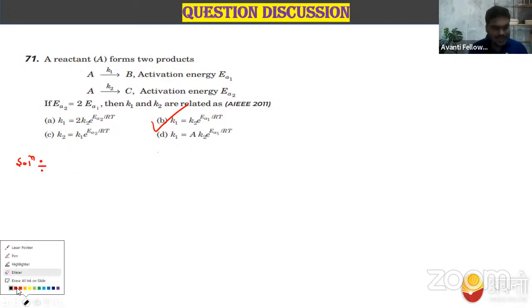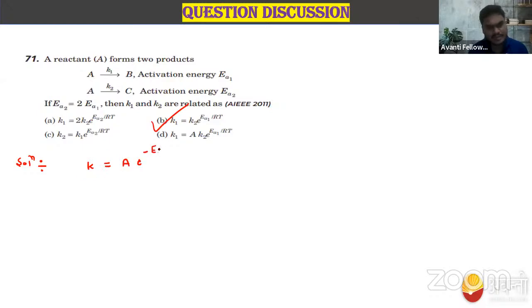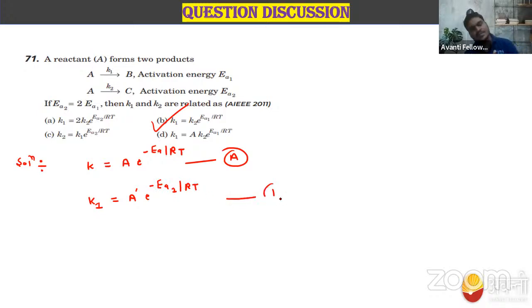We know from the Arrhenius equation, क्या पता Arrhenius equation से, कि K is equal to A e to the power minus Ea by RT. So this is the standard equation for the Arrhenius. ठीक है. Now in this we have A to B through K1 and A to C through K2. So we can write as, what is K1? So K1 is nothing but is equal to A, right? Or we can say this is A dash, this is e to the power minus EA1 divided by RT. So this is equation number 1.